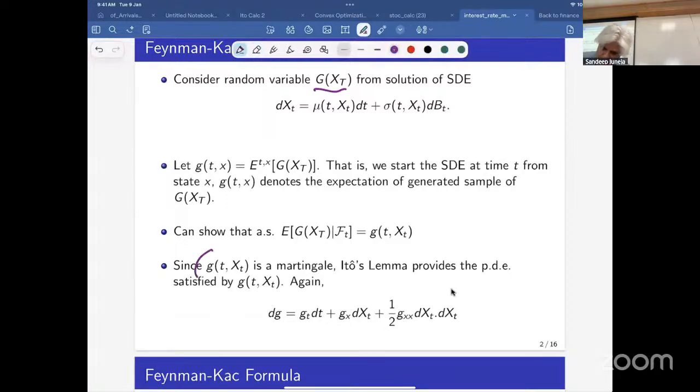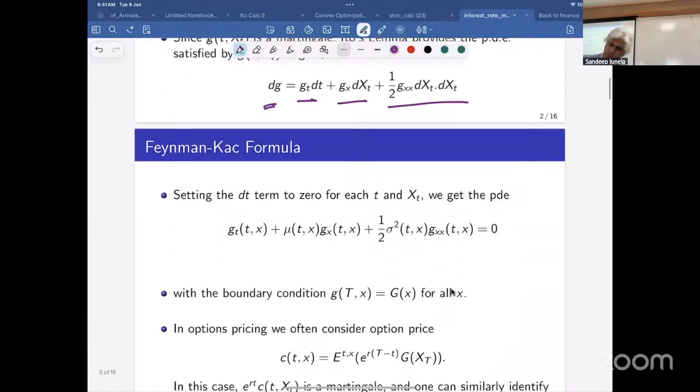So GT, do you agree is a martingale, by this definition? And it's an Ito process, so it will have an Ito representation. It's a function of T and XT. XT is an Ito process. So let's apply Ito's lemma to it. So we get dg is gt dt, plus gx dxt, plus half gxx dxt dxt. Right, let's open this up.